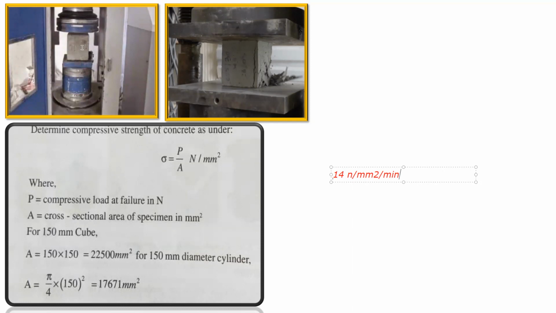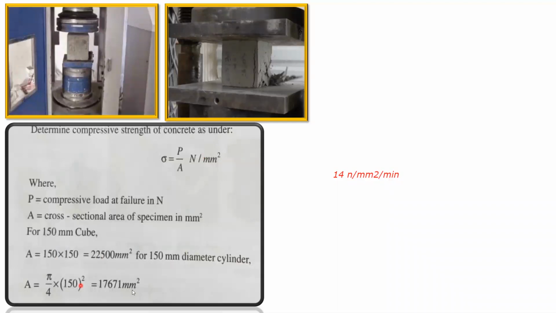The concrete will fail in crushing, and that crushing failure will give me the compressive strength of my concrete. So this is how the formula is written. Stress is equal to force upon area. P is that compressive load at which the cube fails. A is the cross-sectional area of a specimen. We know the size of the cube is 150 by 150 by 150. Based on that we have to find the area. So area comes out to be 22500 mm square for a 150 mm cube.